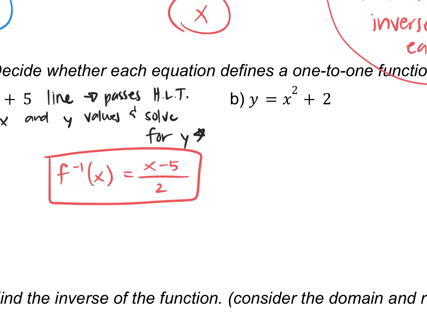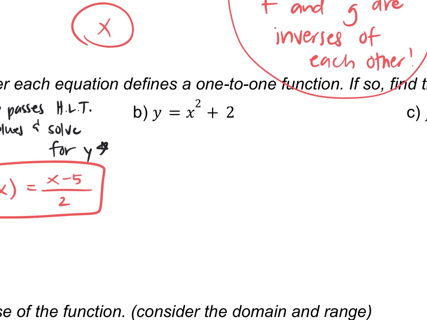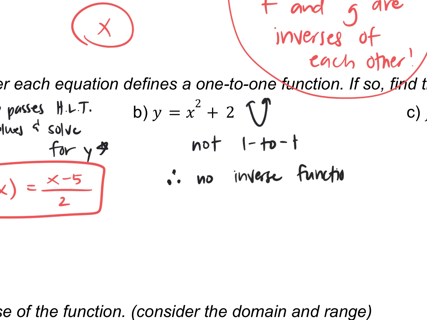Letter B here, I've got y equals x squared plus 2. What does that function look like? A parabola. Does that pass the not vertical, but horizontal line test? Nope. So not 1-to-1. Therefore, no inverse function.